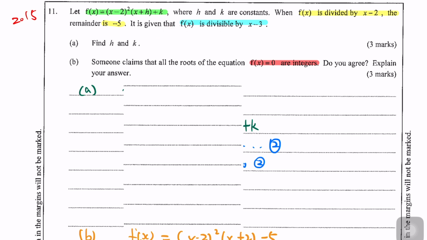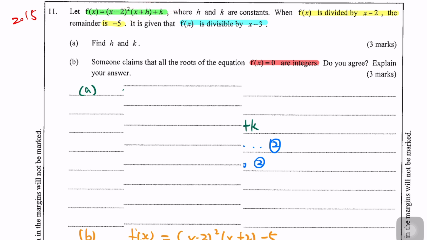The remainder is negative 5, so obviously we can use the remainder theorem. The third sentence tells us that it's divisible by x minus 3. It means that f(3) should be equal to 0 because this is a factor. Okay, so given what we have, we do part A, find h and k. You can see there are unknowns in the polynomial.